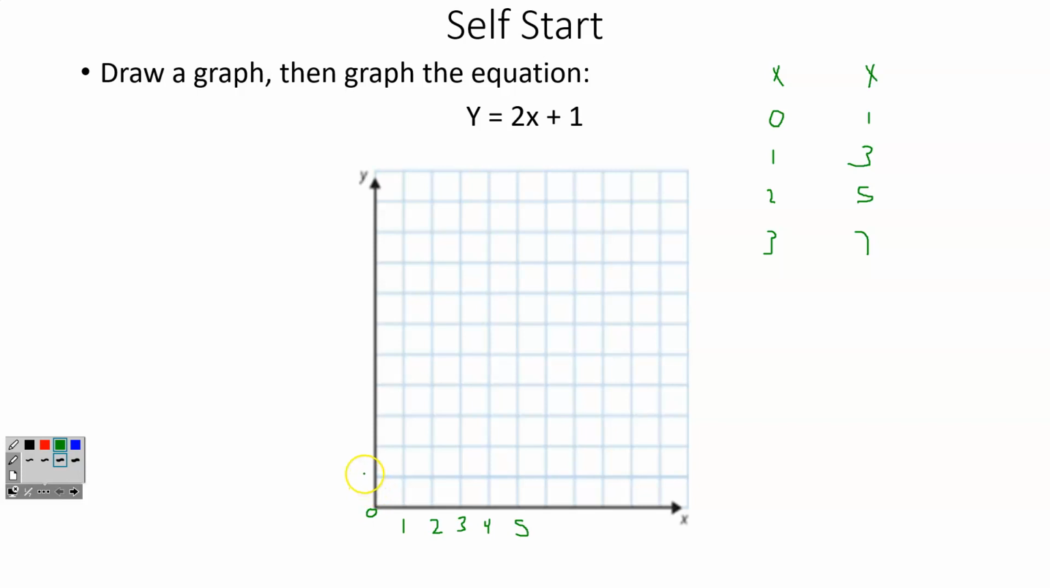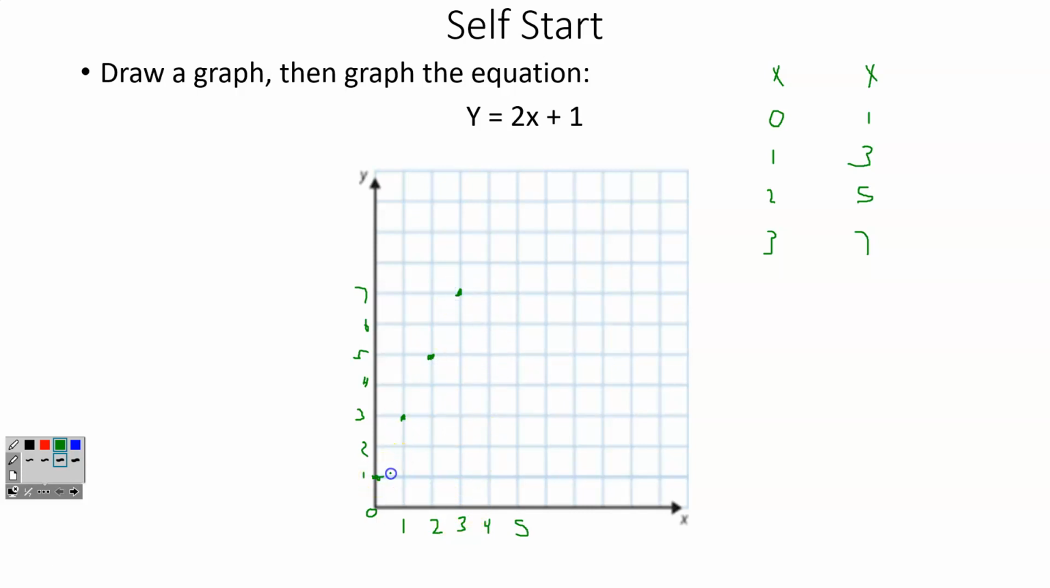And then I'm going to 1, 2, 3, 4, 5, 6, and 7. These are the numbers that I went to up on my y. So I'm going to put my first point at 0, 1. That means over 0, up 1. We're going to go over 1, up 3. We're going to go over 2, up 5. We're going to go over 3, up 7.